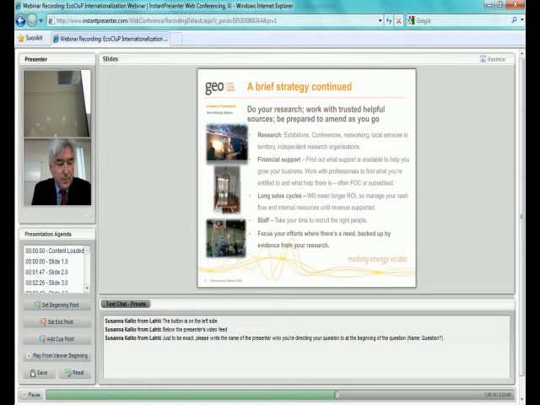In terms of how Green Energy Options have carried out the research, they've visited copious numbers of exhibitions and conferences. They have been involved in networking. They address local services in each territory, and they've used independent market research organisations. Significantly, because this is not an inexpensive thing to do, they have identified where there is support available to help them to grow the business.